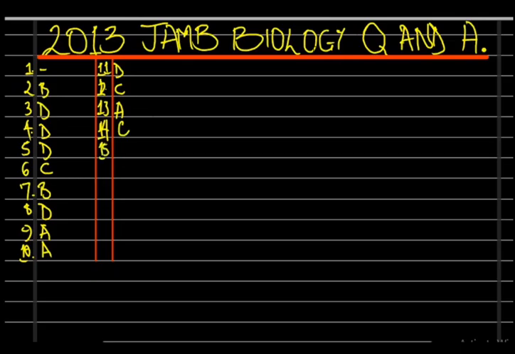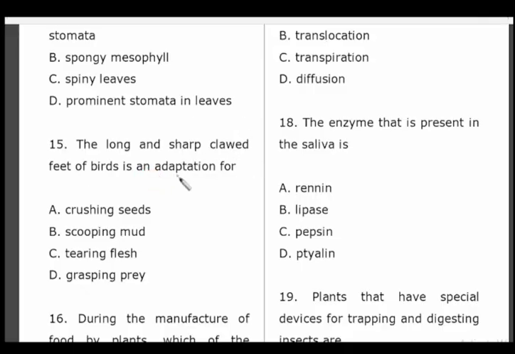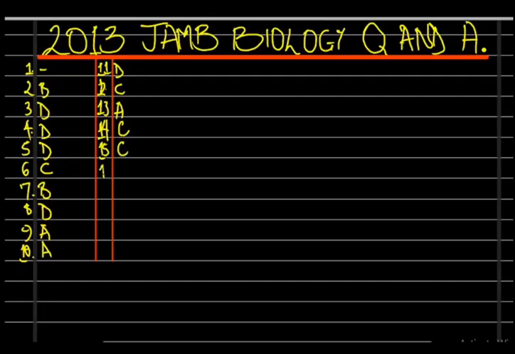And then question 15 now. The long and sharp clawed feet of birds is an adaptation for A. Crushing seeds, B. Scooping mud, C. Tearing flesh, and D. Grasping prey. When we look at the claws of such organisms being long and sharp, it is responsible for tearing flesh. We have the feet, which are long and sharp, so they use them to tear flesh. That is the adaptation for that organism. Option C. If it were crushing seeds, it would be talking about the beaks, but this time we are talking about the feet, so it is for tearing flesh. That is option C. And then number 16.